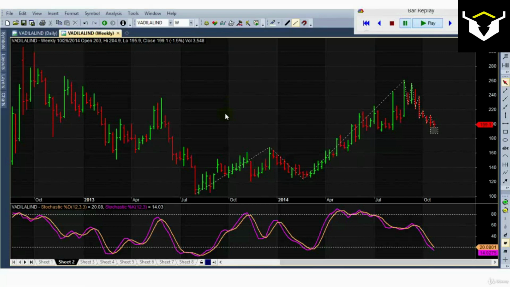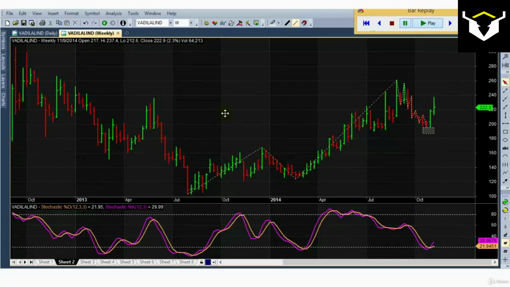So we'll make an entry once oscillator gives us a reversal signal. Let's go ahead and add some bars. You can see prices found support exactly at that level. And as of this bar of 10:31, oscillator gave a crossover. So make an entry on this point.